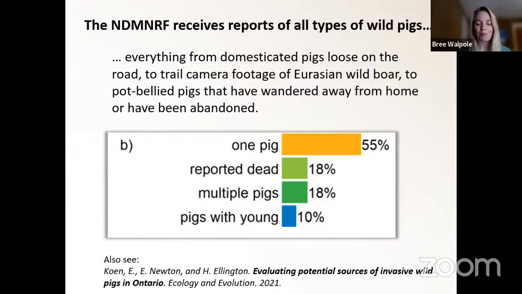Also, I wanted to put a little plug in here for my colleagues. There's recently a publication in Ecology and Evolution, and they looked at this data a little bit more and did some modeling. They found that not only is there no evidence to support the idea that wild pigs are established and breeding in the province of Ontario, but there's also no data to support the idea that wild pigs are immigrating into Ontario from other jurisdictions. So really, we believe the source of wild pigs in the province is from containment, so escapes or releases from contained pigs.